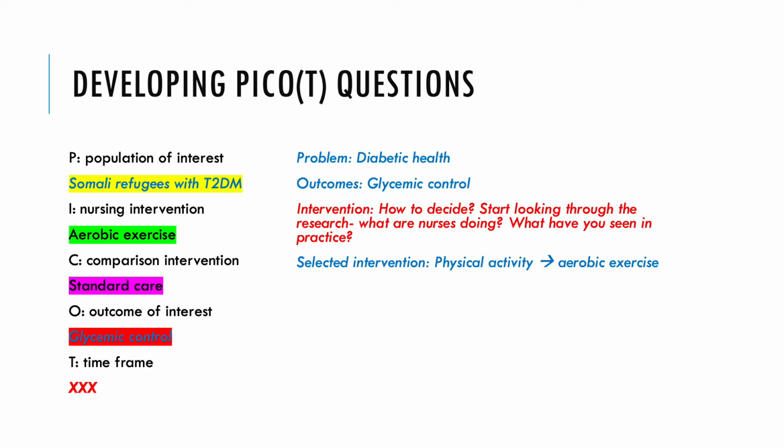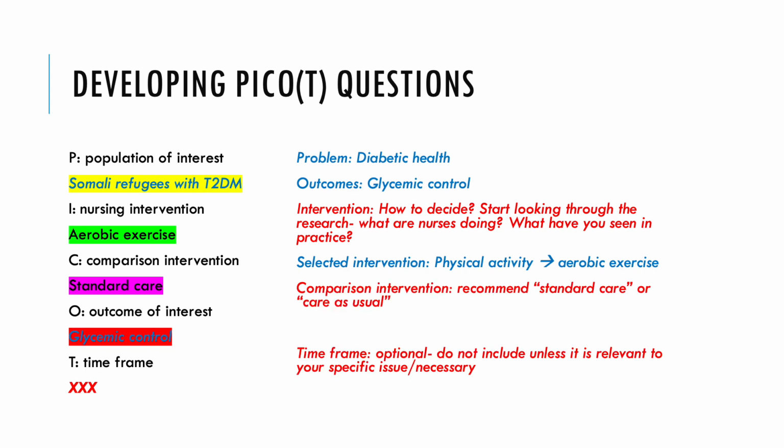So now let's look at what letters are left. We have C and T. So in order to know if aerobic exercise, my intervention, is making a meaningful impact on the O, the glycemic control, I need to know if it works better or worse than something else. And most commonly, we just compare to what we're already doing. This is why we commonly recommend standard care or care as usual for the comparison. Now, as mentioned before, if time does not add meaning to your question or is not necessary, there is no reason to add this on to the end.